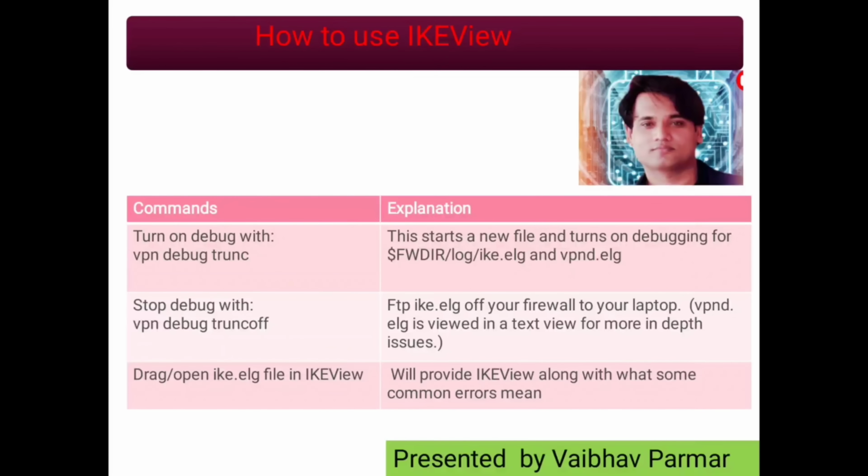VPN debug trunk off and IKEVIEW off. After stopping this debug, in the location $FWDIR/log you will get two files, ike.elg and vpnd.elg. You have to take those files and view them in the IKEVIEW tool, and you will see the actual packet flow and which packet failed and where it is causing the issue.